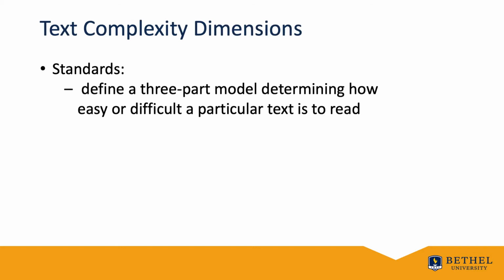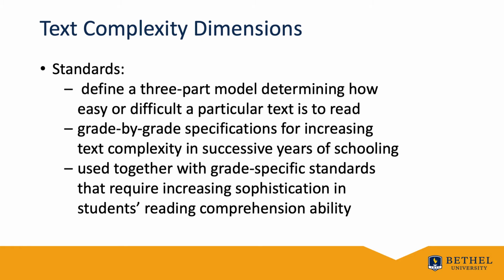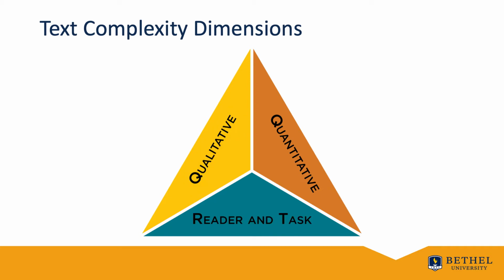The standards define a 3-part model for determining how easy or how difficult a particular text is to read, as well as grade-by-grade specifications for increasing text complexity in successive years of schooling. These are to be used together with grade-specific standards that require increasing sophistication in students' reading comprehension ability. There are 3 equally important parts or dimensions, which include quantitative, qualitative, and reader and task. These dimensions make up the requirements of grade-level text complexity bands.